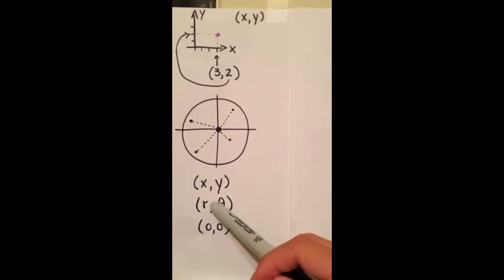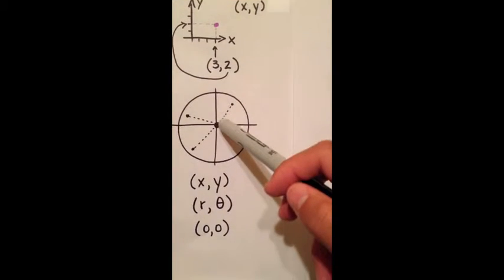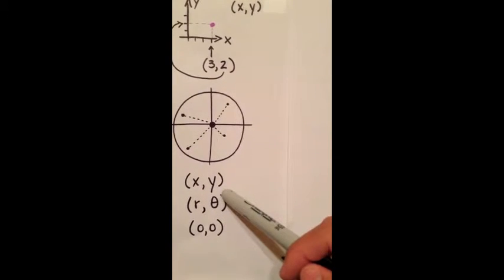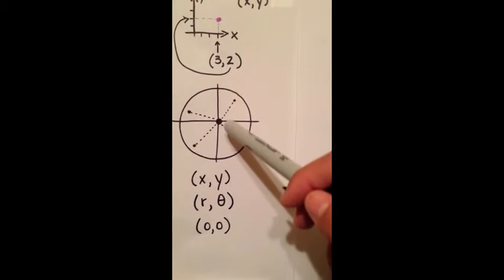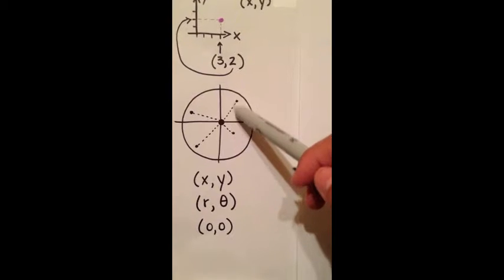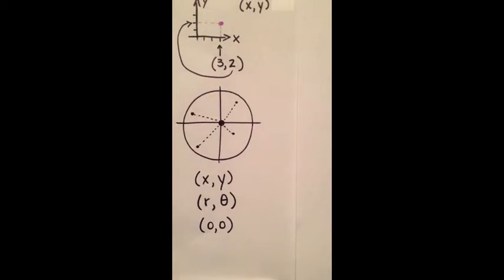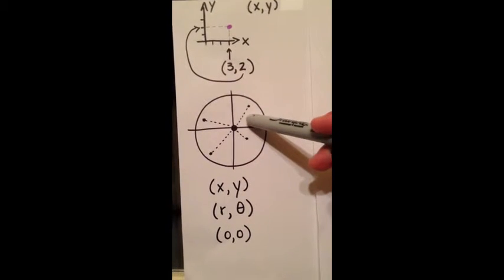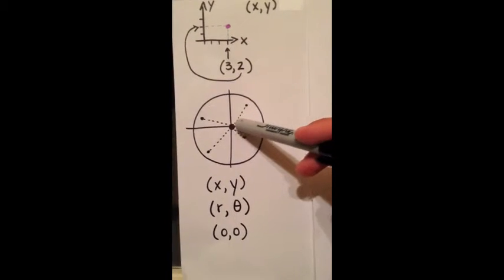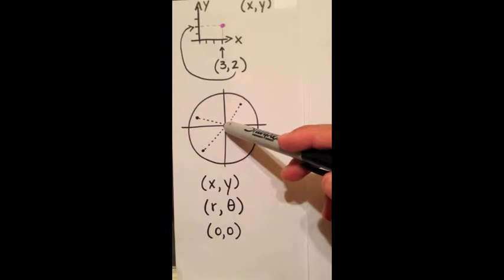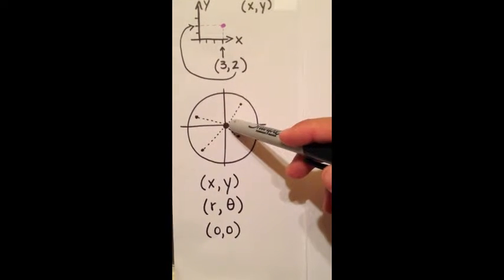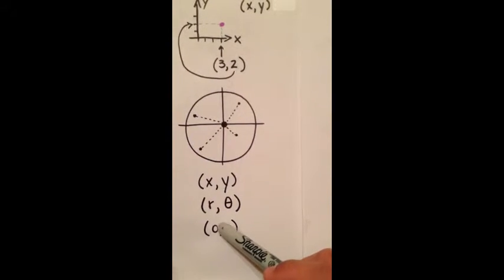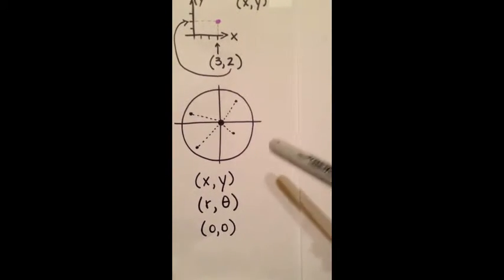R is the radius, which is from here to here, and theta is the angle, which is the distance from x to the radius. To plot any point, you have to have a point of origin. The center of the circle is your origin, and it is expressed as 0, 0.